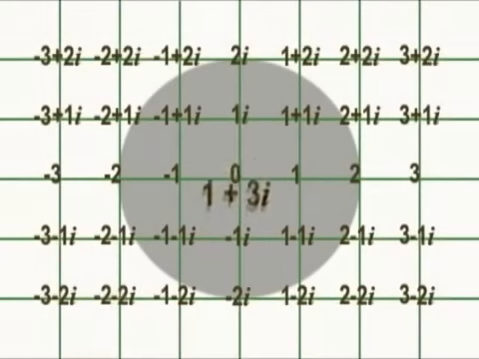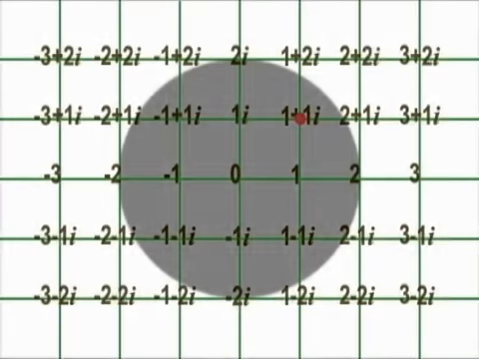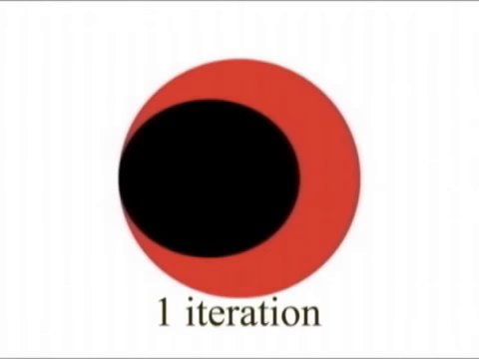This first output falls outside our circle of radius 2, so we know that the original input number 1 plus 1i is definitely not within the set. To distinguish this number, let's color the point red, and if we perform one iteration of the function for every number within the circle, each number whose first output escapes the circle will also be colored red.